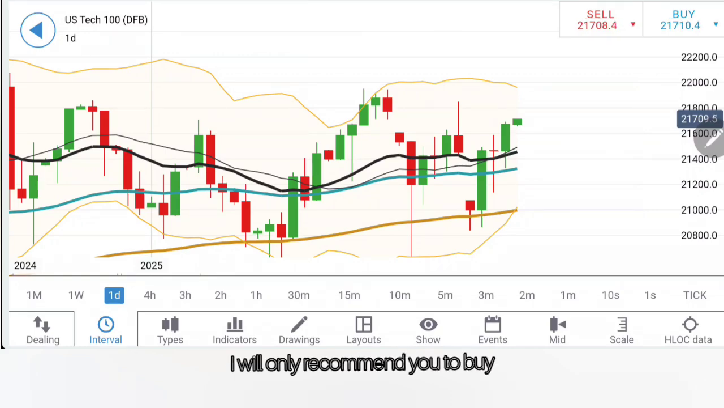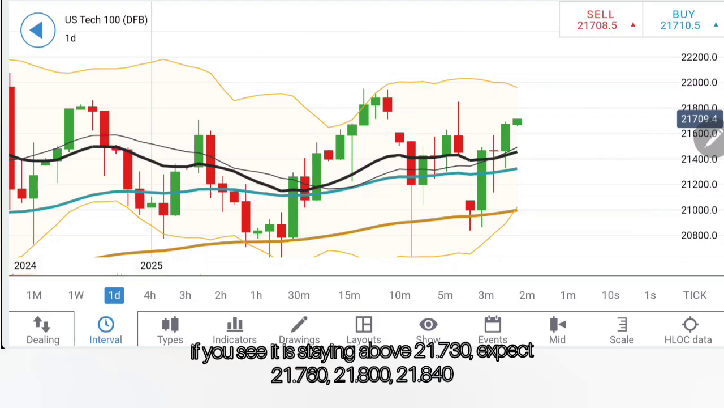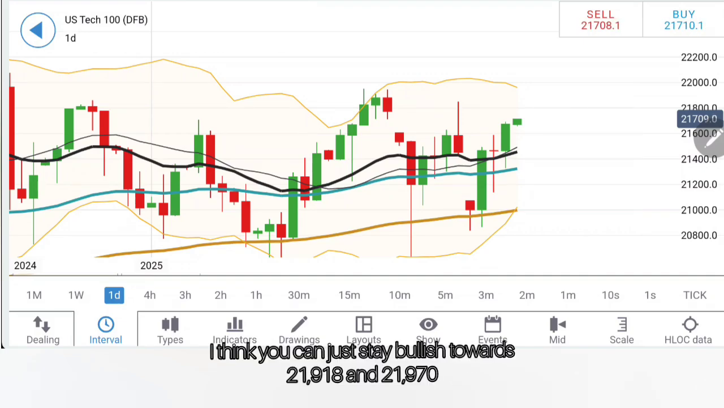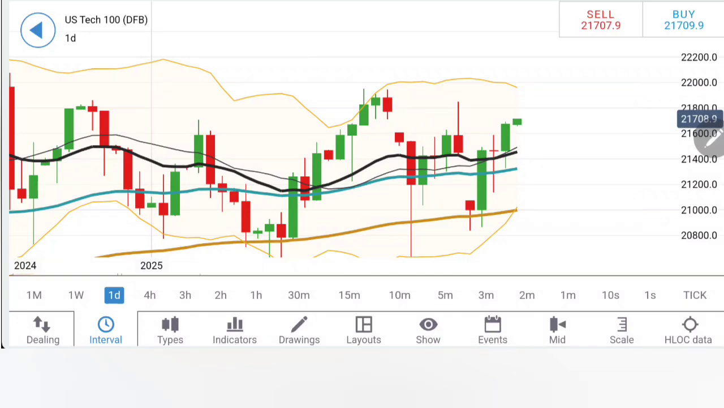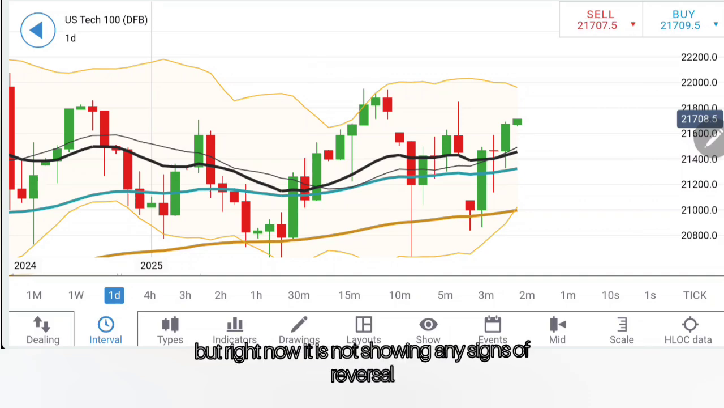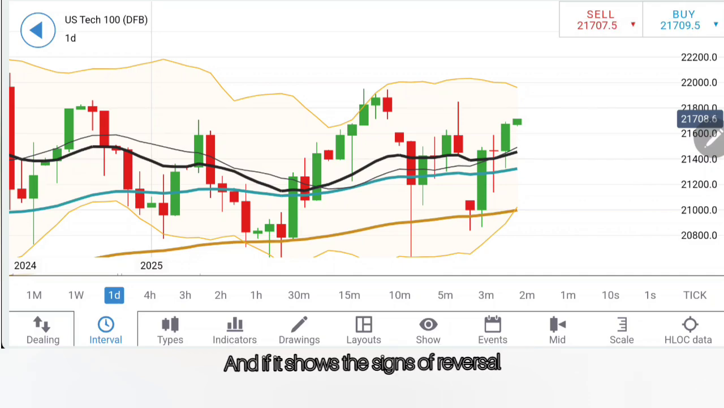Now, looking at this, I will only recommend you to buy if you see it is staying above 21,730. Expect 21,760, 21,800, 21,840. If these three levels are taken, I think you can just stay bullish towards 21,918 and 21,970, 22,020 levels here. Though I do not expect such a strong momentum, right now it is not showing any signs of reversal.